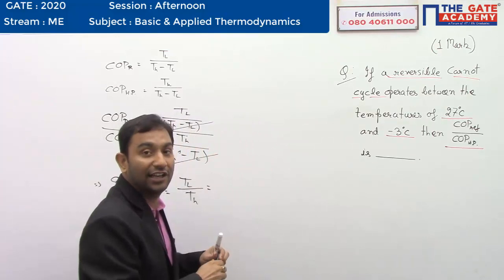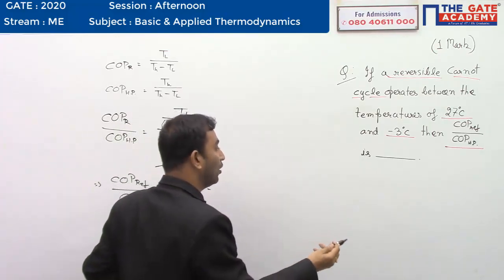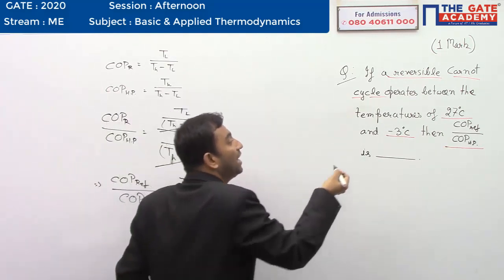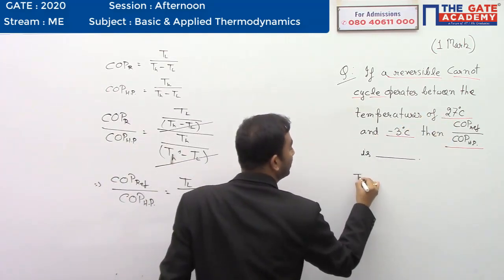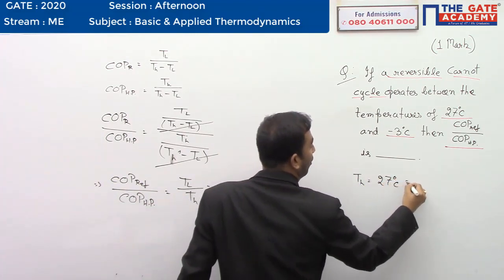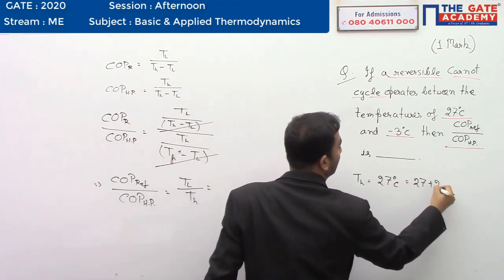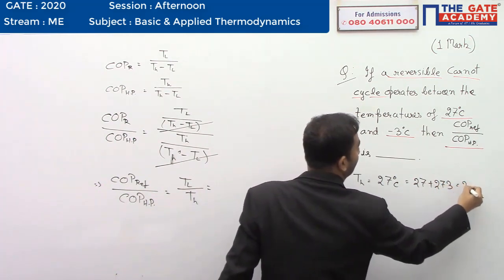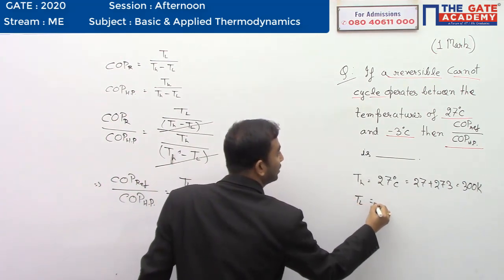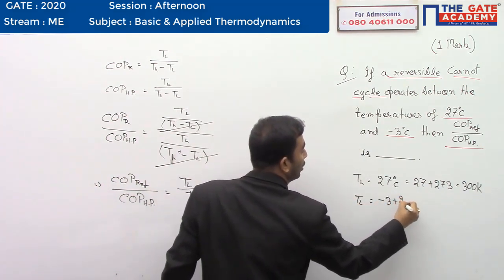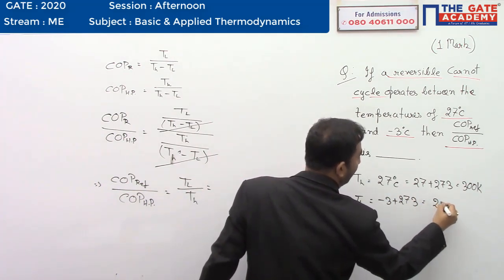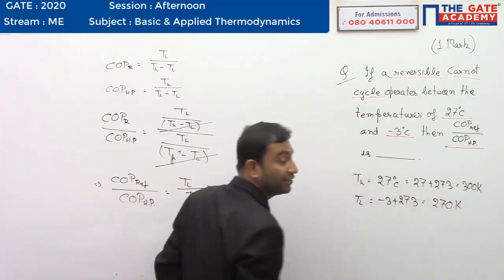Let us see how we can convert this. All of us know that degrees centigrade can be converted into Kelvin by simply adding 273. So T higher is equal to 27 degrees centigrade, which is 27 plus 273, and I'll get 300 Kelvin. Now for the lower temperature, -3 plus 273, I'll get 270 Kelvin.